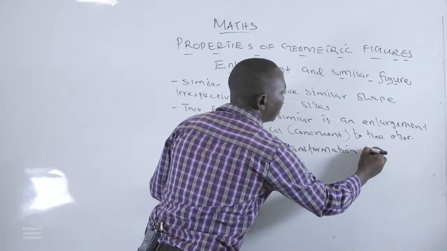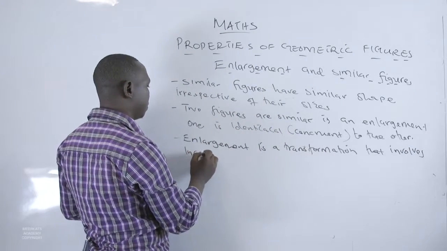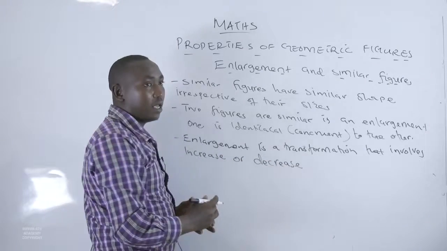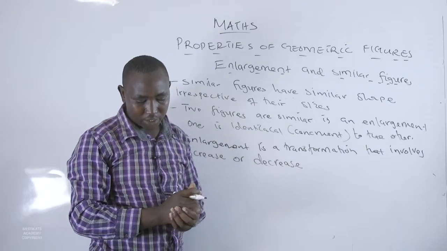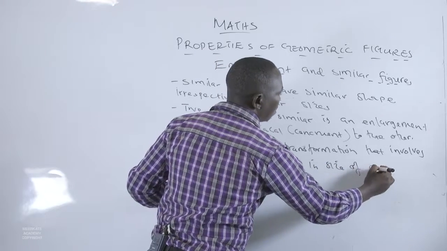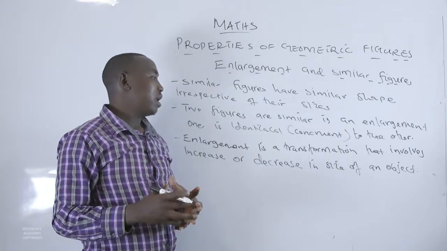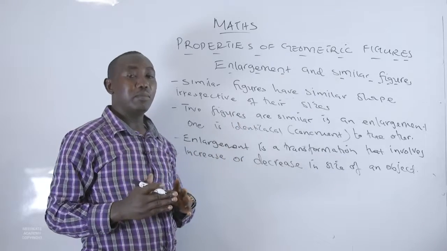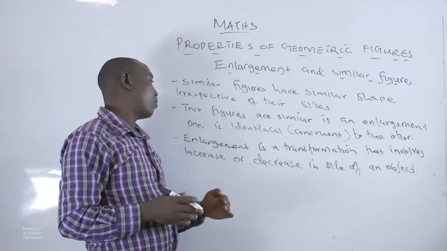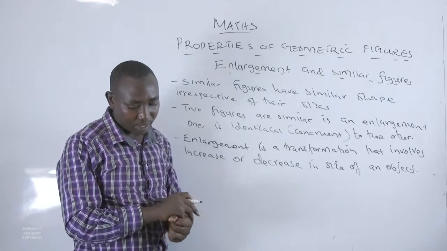Enlargement is a transformation that involves an increase or decrease in size of an object. Whenever we have an object, we either increase it, maintaining the same shape, or we decrease it, still maintaining the same shape. Then we result in what we refer to as an enlargement. So it is simply a transformation.